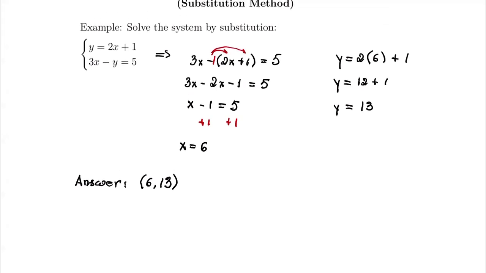Okay, so I would like to mention one more time that the key idea of using the substitution method is having one of the variables, like in this first equation, solved in terms of the second one. If that is not the case, then you need to modify one of the equations in such a way that you have it written in this form. Let's see how it works in another example.